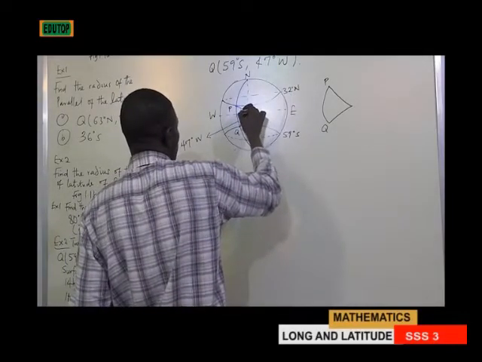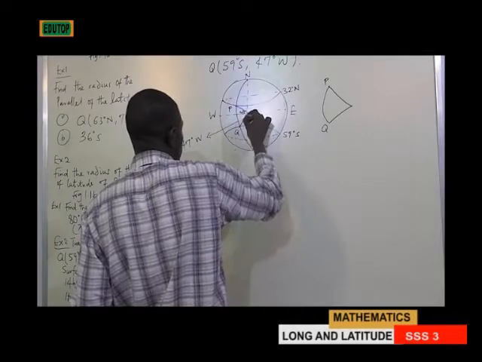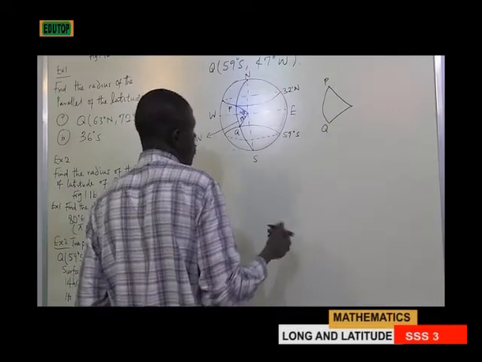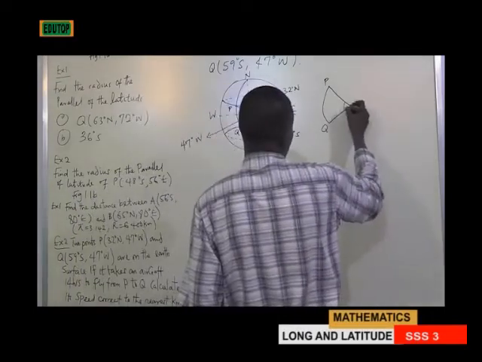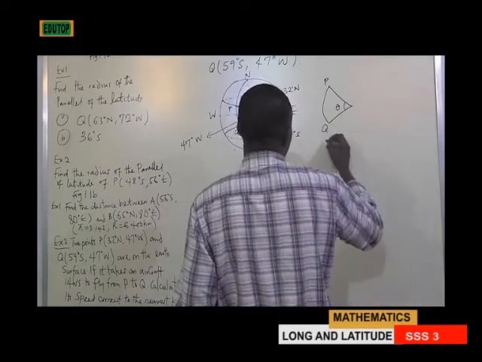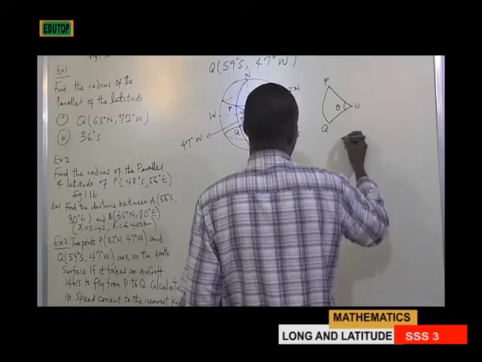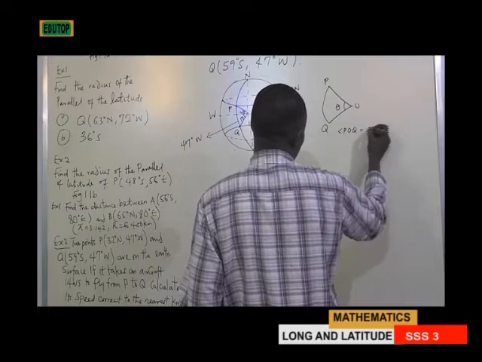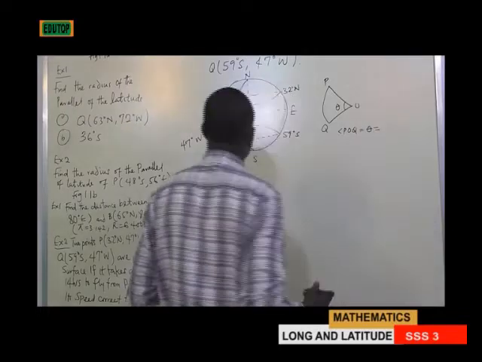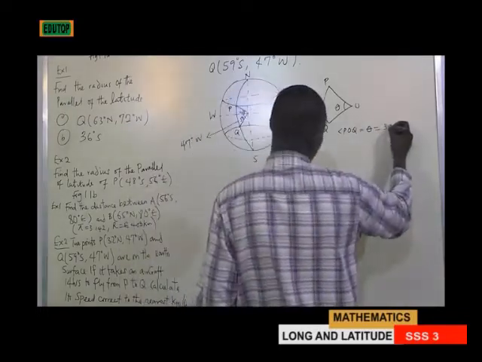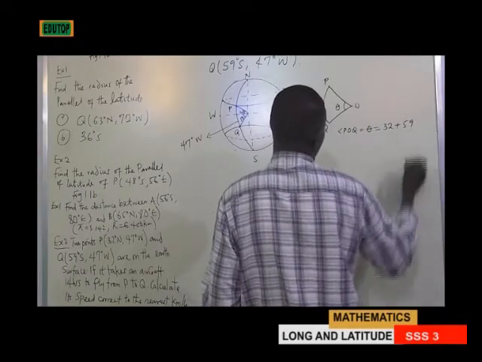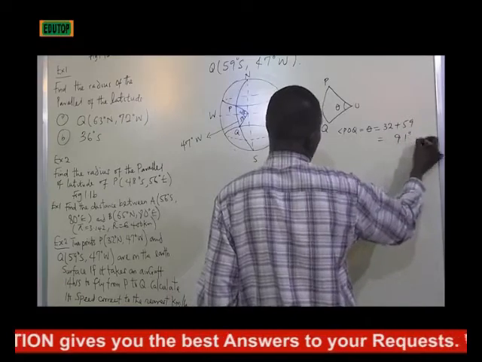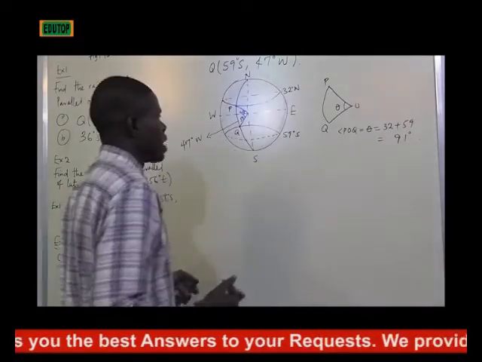So automatically this place should be 32. This place too should be 59. So since they are in opposite direction, we are meant to add them. So this is your theta, and this is your center O. So your theta here, which is angle POQ, will definitely be, since they are in opposite direction, 32 plus 59. And that will give us 91 degrees. So our theta is 91 degrees.